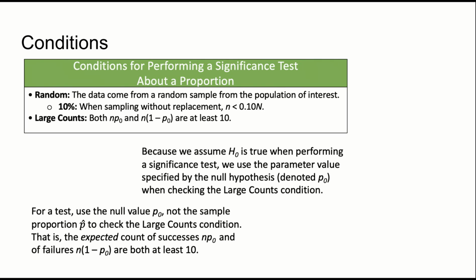We use the parameter value specified by the null hypothesis, denoted by p naught, when checking the large counts condition. For a test, use the null value p naught, not the sample proportion p hat, to check the large counts condition. That is, we need the expected counts of successes and the expected count of failures to both be at least 10.